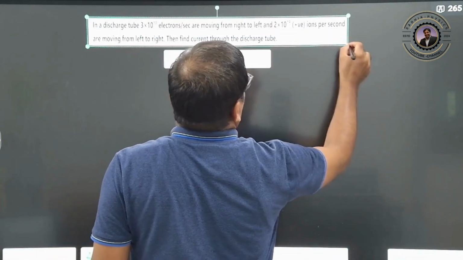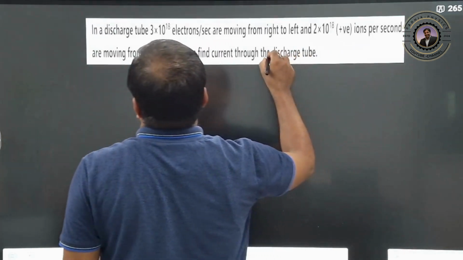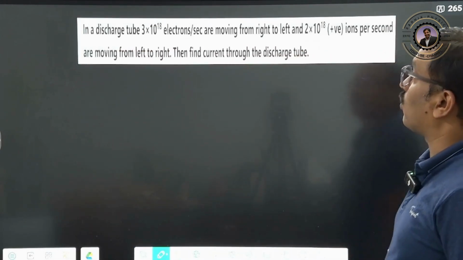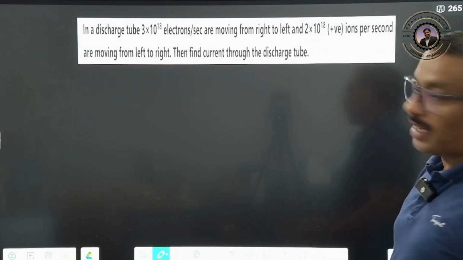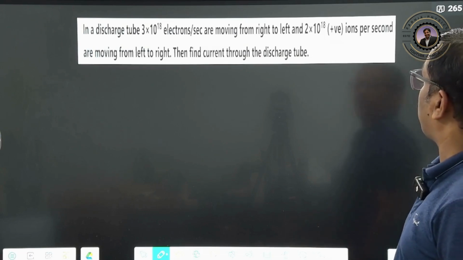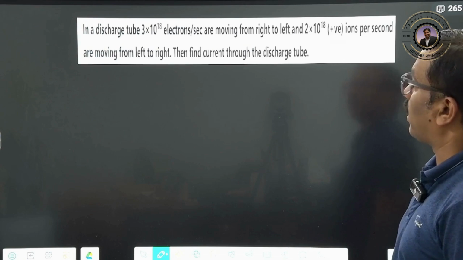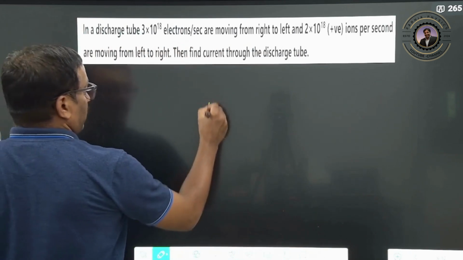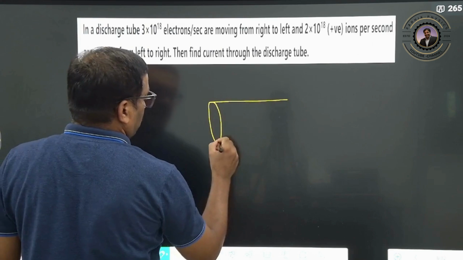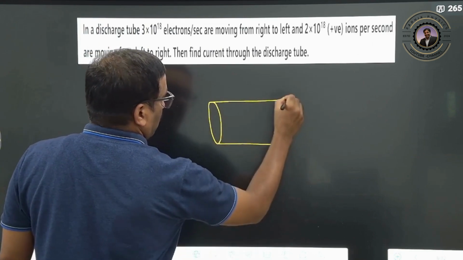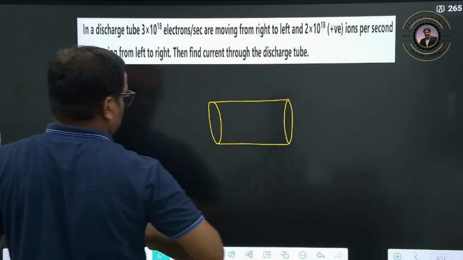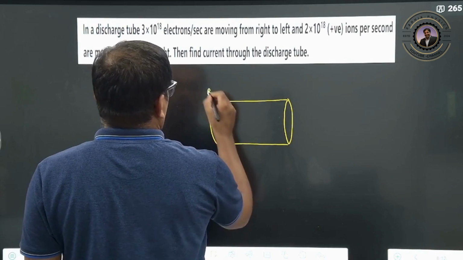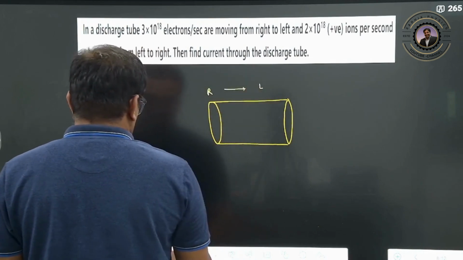So here there is a discharge tube. 3 into 10 to the power of 18 electrons per second are moving from right to left, and 2 into 10 to the power of 18 positive ions per second are moving from left to right. Find the current through the discharge tube. Suppose I take this as your right, and this is left. Suppose I assume that.